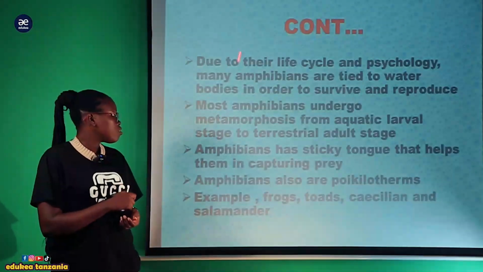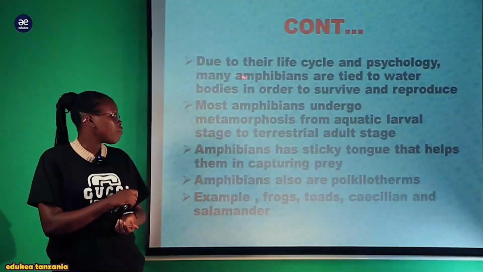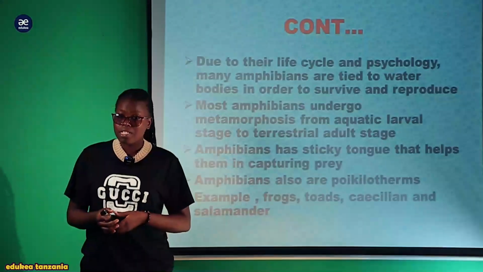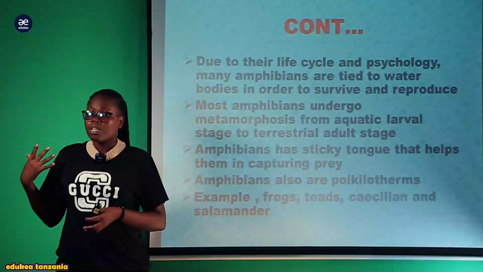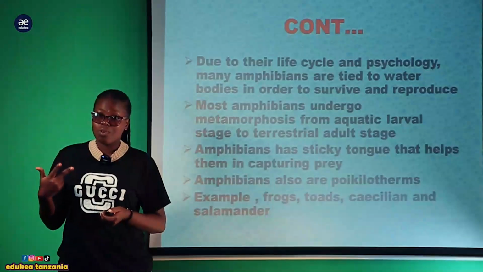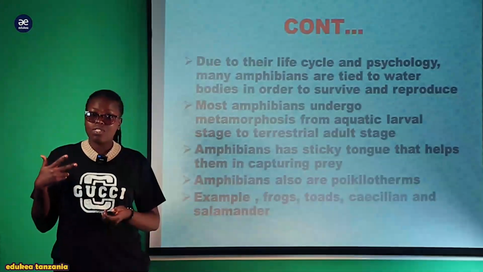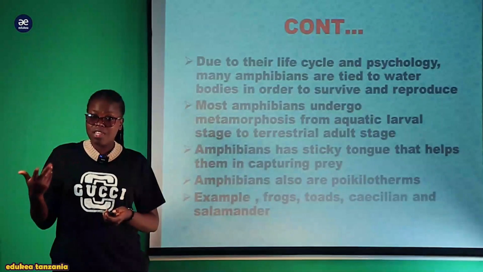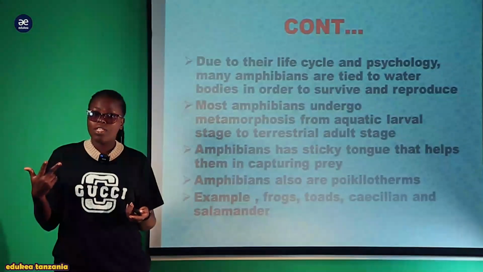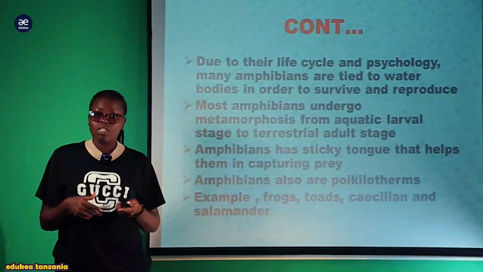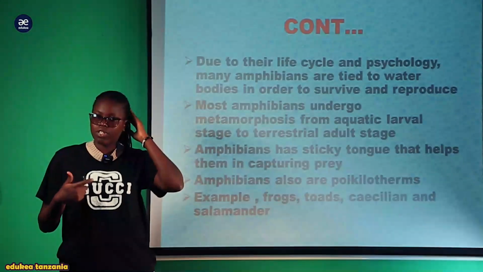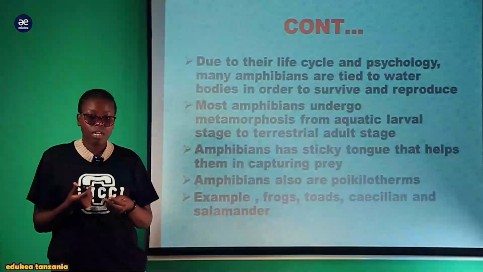Likewise, due to their life cycle and physiology, many amphibians are tied to water bodies in order to survive and reproduce. They cannot reproduce outside of the water body, so they have to return to the water body for reproduction, where they reproduce these gelatinous eggs. They are released into the water for fertilization by the male sperm which are in the water, and that is where fertilization takes place to obtain the larval form.